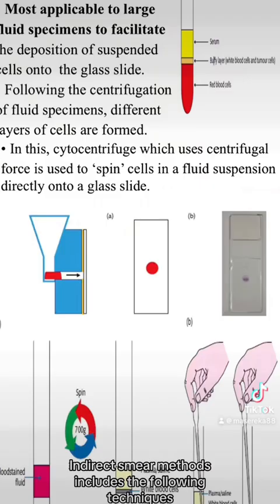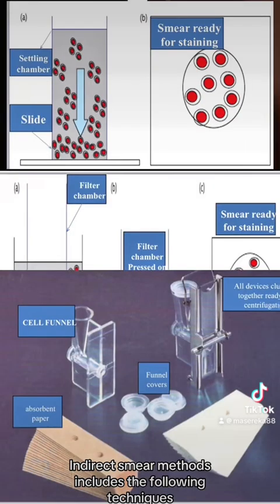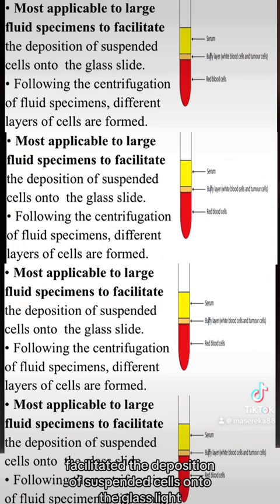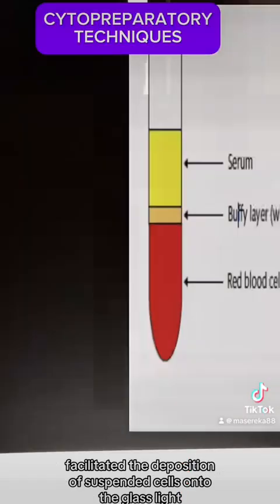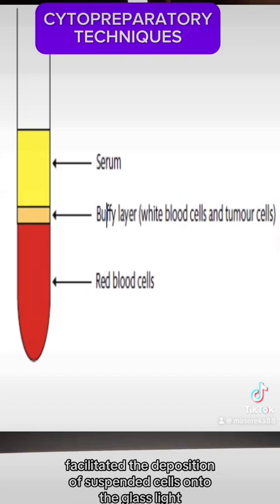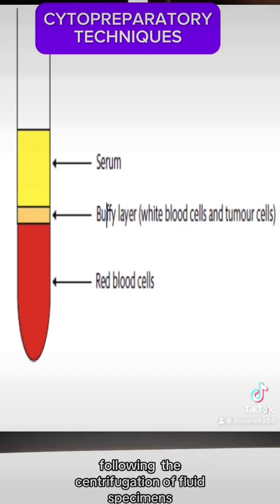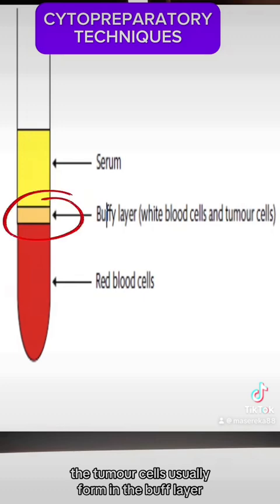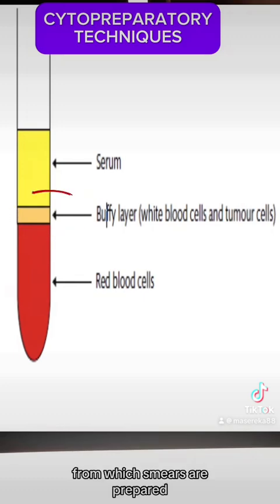Indirect smear methods include the following techniques. Number 1, large volume centrifugation technique, which is most applicable to large fluid specimens to facilitate the deposition of suspended cells onto the glass slide. Following the centrifugation of fluid specimens, different layers of cells are formed, whereby the white blood cells and the tumor cells usually form in the buffy layer from which smears are prepared.